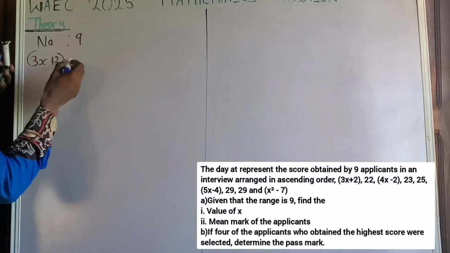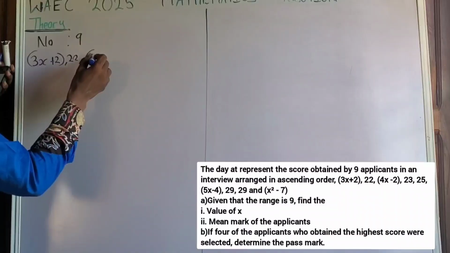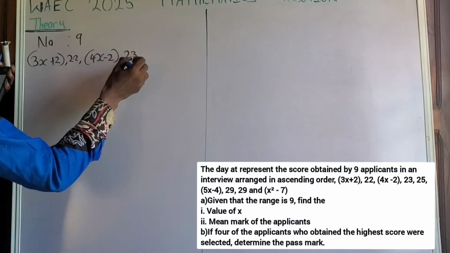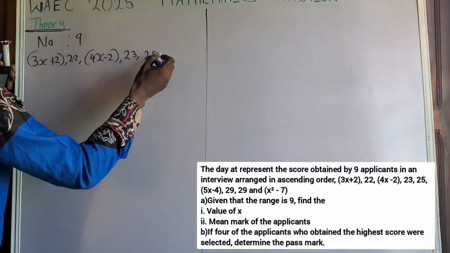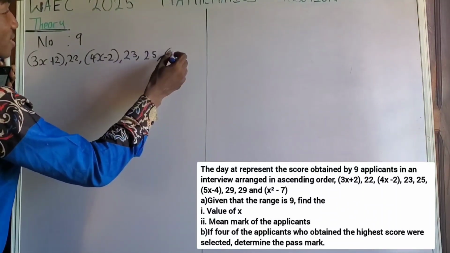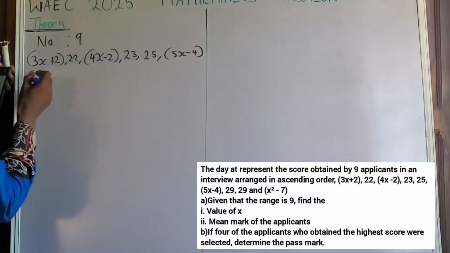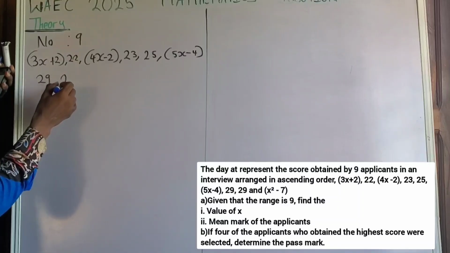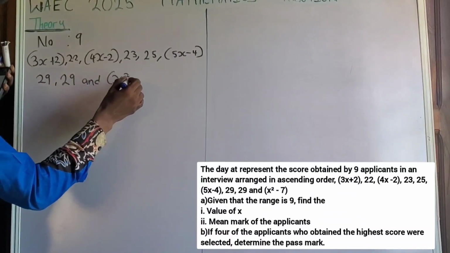And followed by 22, followed by 4x - 2, followed by 23, followed by 25, followed by 5x - 4, followed by 29. Then after 29 we have another 29 and x² - 7.